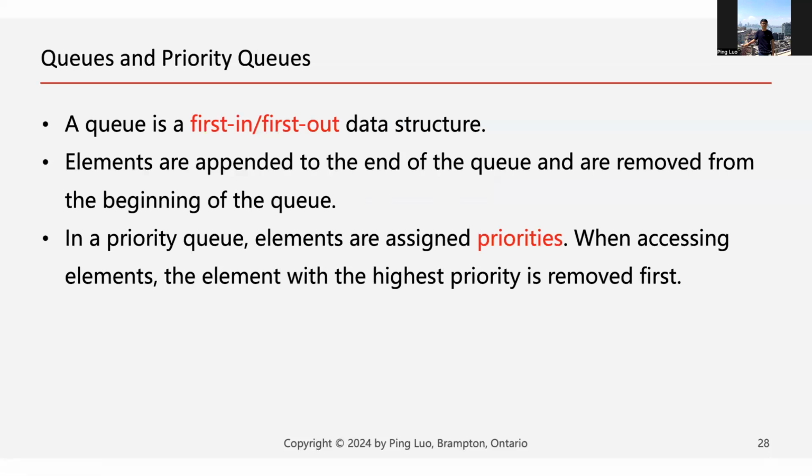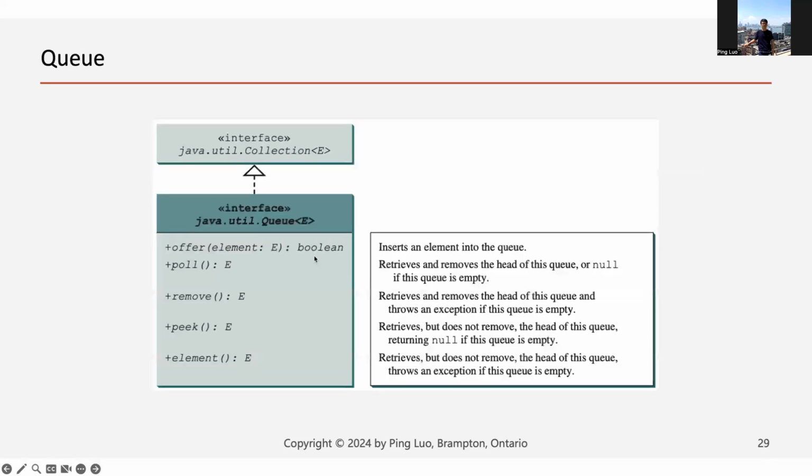So, queue is what we talked about here. It's very similar to stack, except it is a first in, first out data structure. And priority queue is just a queue with priorities. In Java, the Collection interface has these methods for queue. But if you're using Python or another language, maybe the functions are a little bit different.